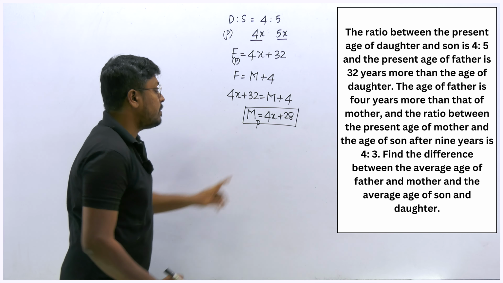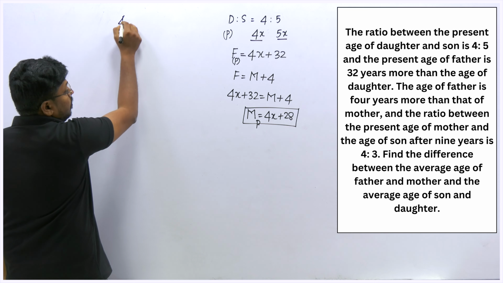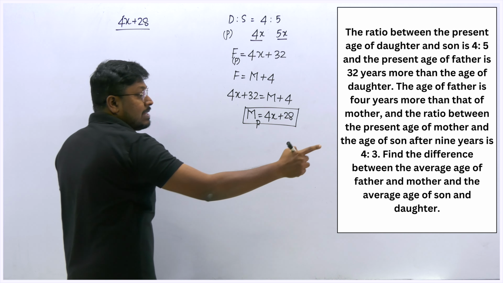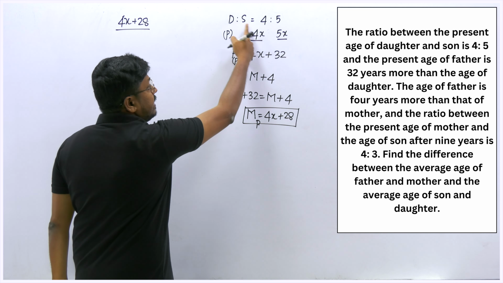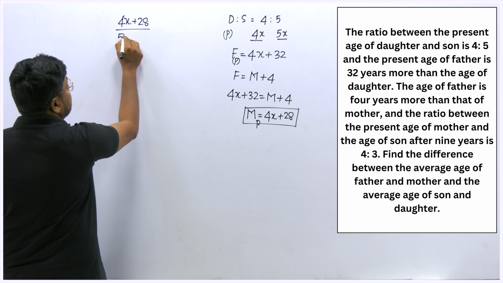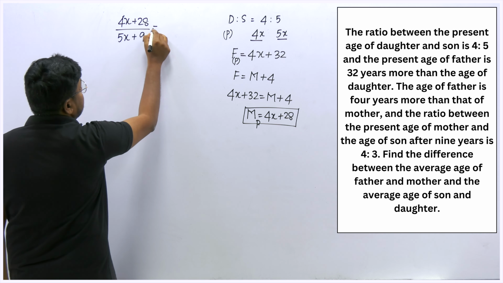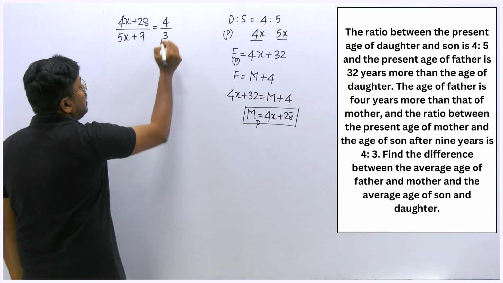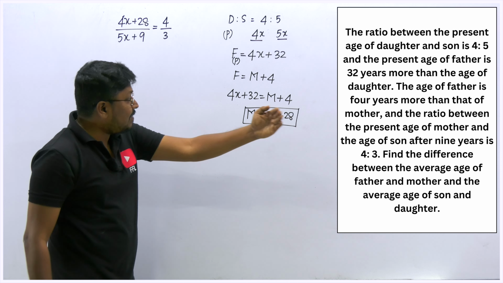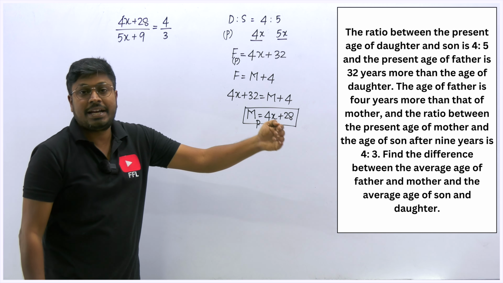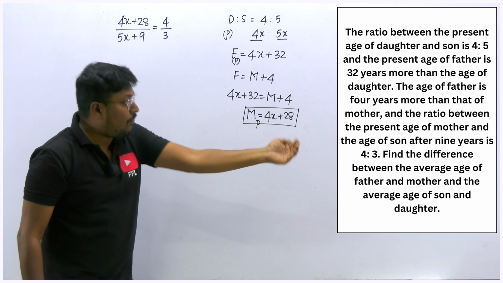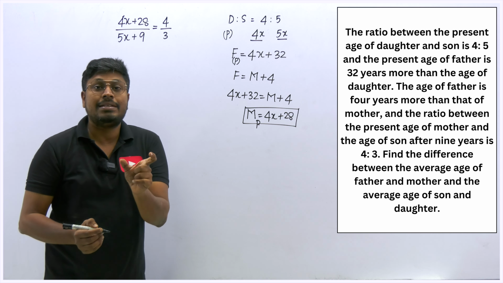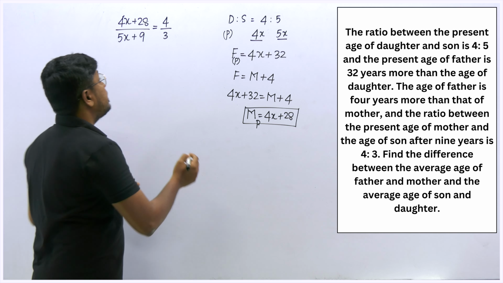So that ratio 4:3 is what? The present age of the mother. So the present age of the mother is how much? 4x plus 28. The present age of the mother to the son's age after 9 years. The son's age is how much? 5x. After 9 years, that means 5x plus 9, is equal to the ratio they have given, 4:3. That means 4 divided by 3. So after solving this, we will get the value of x. Once you find the value of x, substitute it anywhere, and we can find exactly the age of each person. So now let's simplify it.